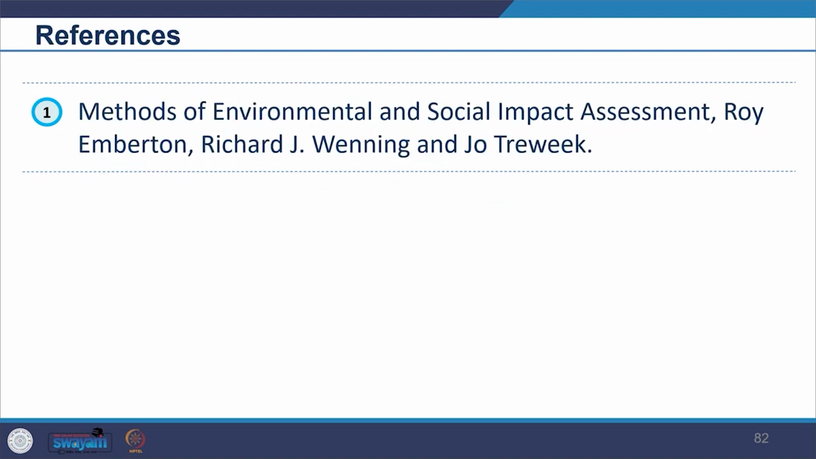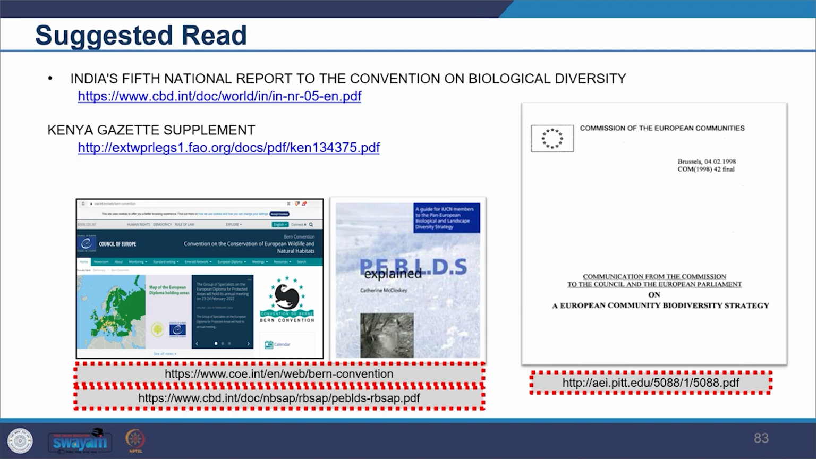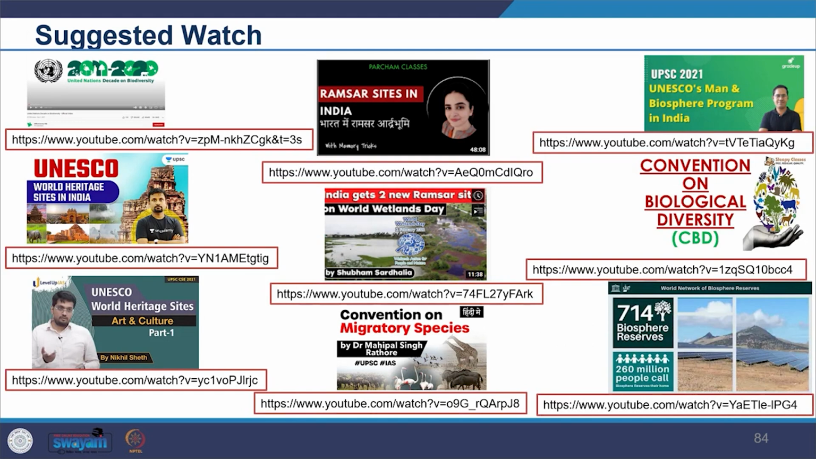This was the key reference for us. We took from the book Methods of Environment and Social Impact Assessments. And you can look at the suggested reading provided to you. So all the reports and other documents you can read only if you want to know more. And there are some videos suggested to watch. You can see some videos here.